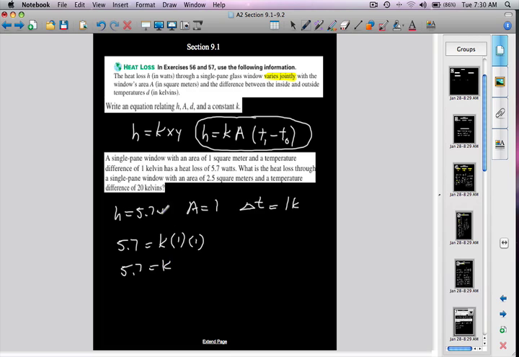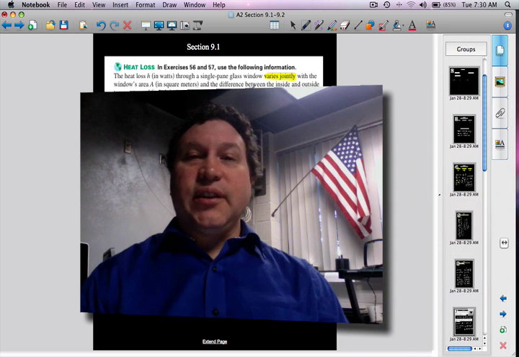If I want to go on now and write the model, H is equal to 5.7, my k value, times the area, times the change in temperature. Now my new values for this portion of the process: my area is going to change to 2.5 meters, and my temperature difference is 20 Kelvin. Okay, so if I now multiply all of these out with my calculator, I'll be able to solve for H. And that's what we're going to do in section 9.1.